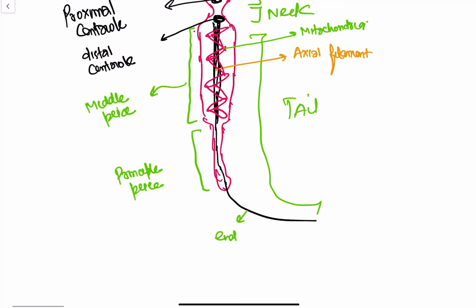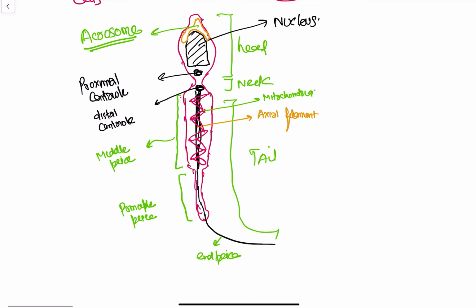Now, that much detail is not required. You just have to remember there is a head, a neck, and this tail. These are the three main parts. Remember there is a nucleus in the head and this cap called the acrosome. After that, remember that there are two centrioles, proximal and distal centrioles, and that there is a mitochondrial spiral around the axial filament in this part, which we call the middle piece.